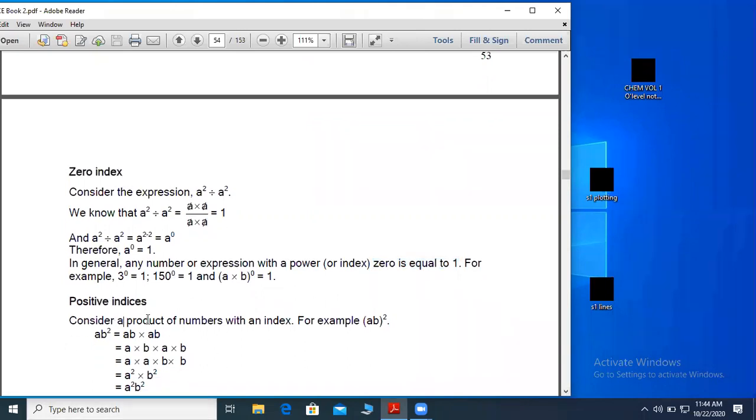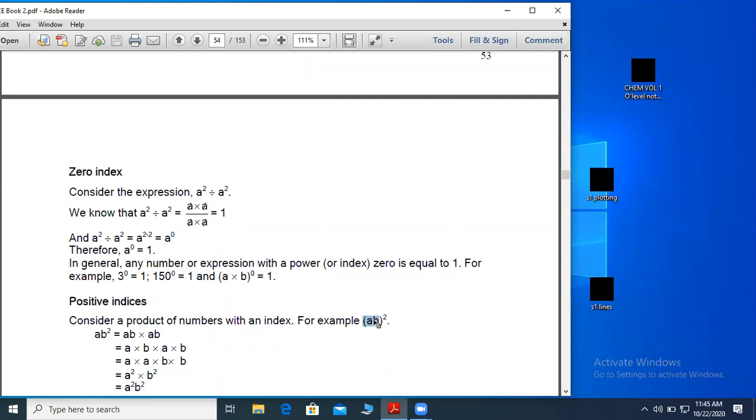Okay, let us look at positive indices. Consider a product of numbers with the same index. For example, ab squared. What does this mean? A product of numbers with the same index. So the number is ab, but squared means you should multiply ab times ab 2 times.